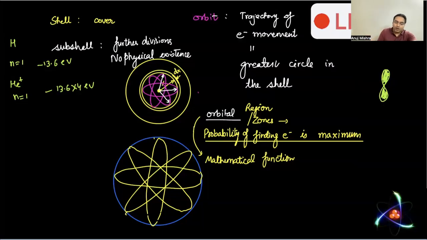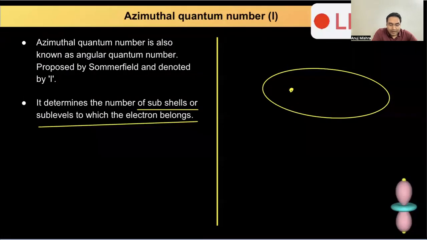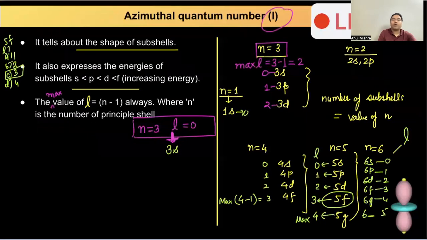So this is the electronic movement that we are talking about. We talked about orbit, orbital, and all other things. Fine. Then in the next class, like last class also, we talked about the azimuthal quantum number, which is also known as the angular quantum number. It is represented by L and proposed by Sommerfeld. So what is the value of L and how does it give us things? We talked about how, if any n is given, L can take a maximum value of n minus 1.